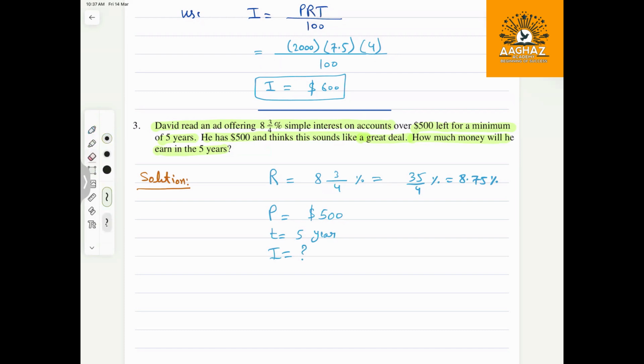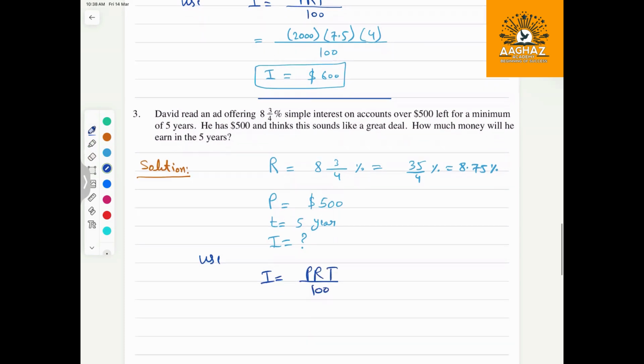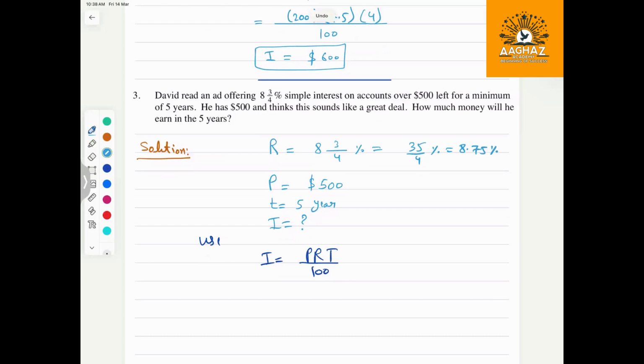The examiner explained in the question that this is a question of simple interest. So I will use the formula of simple interest, I is equal to PRT over 100. And now what is the value of P? P value is 500. What is the value of R? R value is 8.75. And what is the value of T? It's 5, over 100.